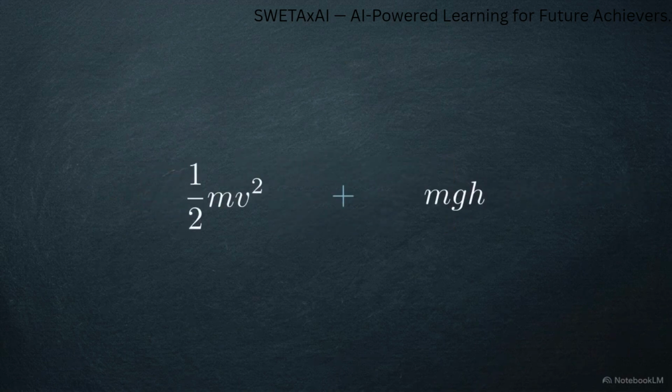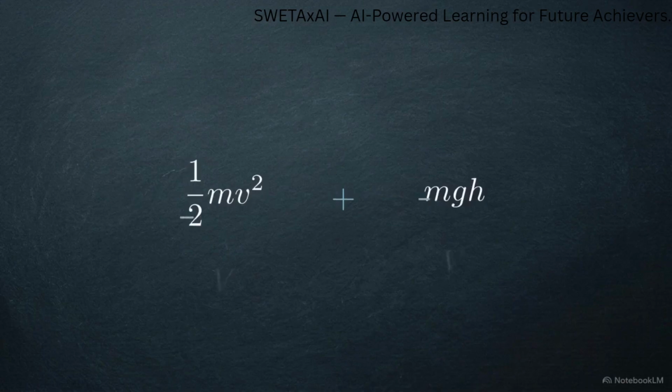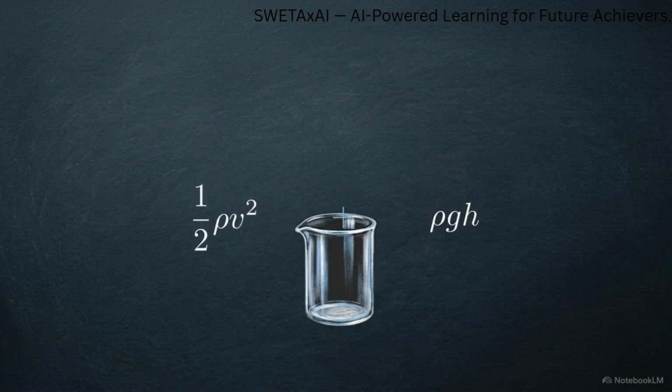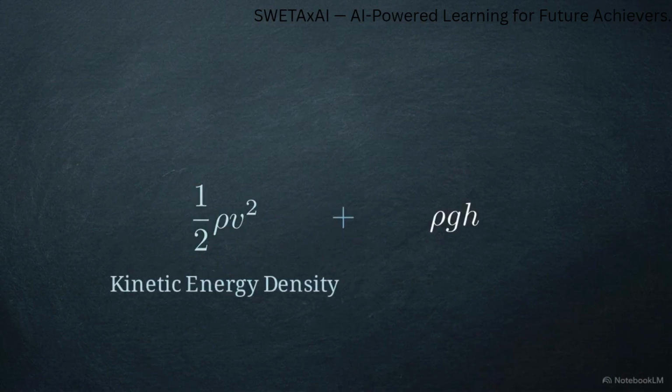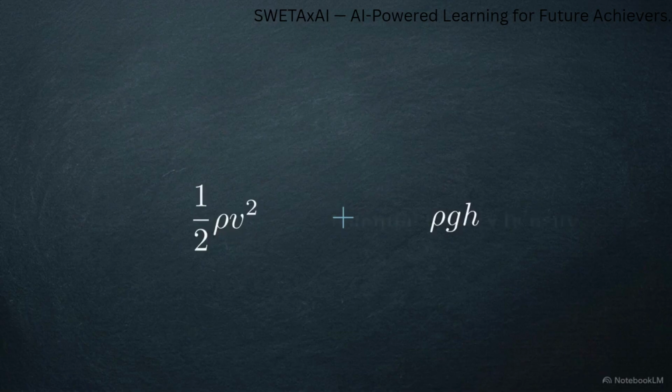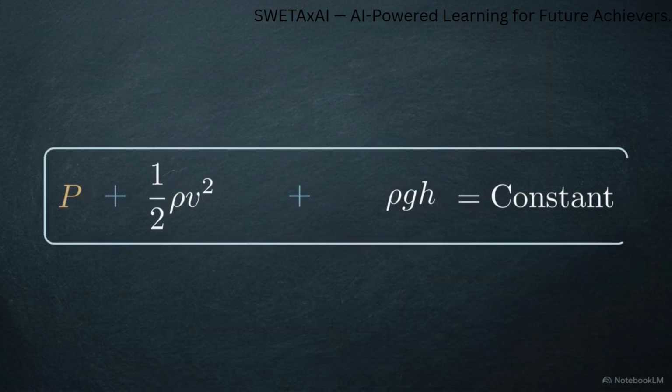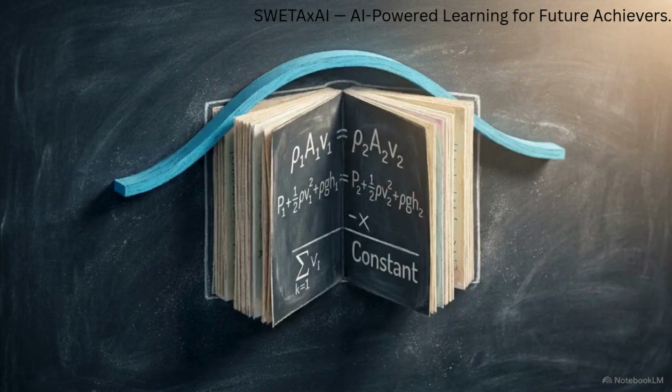Look at these standard energy terms. When we divide by volume, the cluster of mass over volume becomes fluid density, represented by the symbol ρ. This term, 1/2 ρ v squared, represents kinetic energy density. Similarly, ρgh represents potential energy density. The mechanical work performed by the surrounding fluid translates into the pressure term, P. Together, these three values sum to a constant. This derivation reveals the Bernoulli equation as the energy balance sheet for every movement within a streamline.